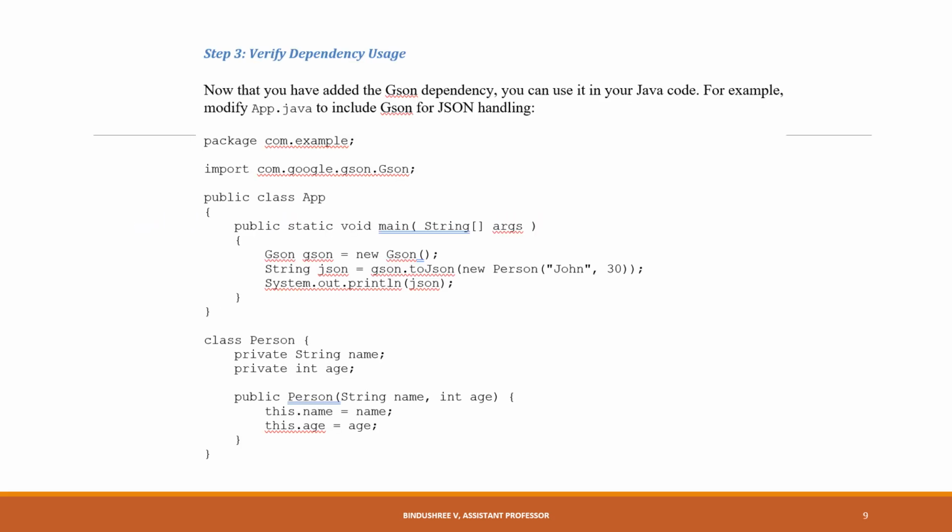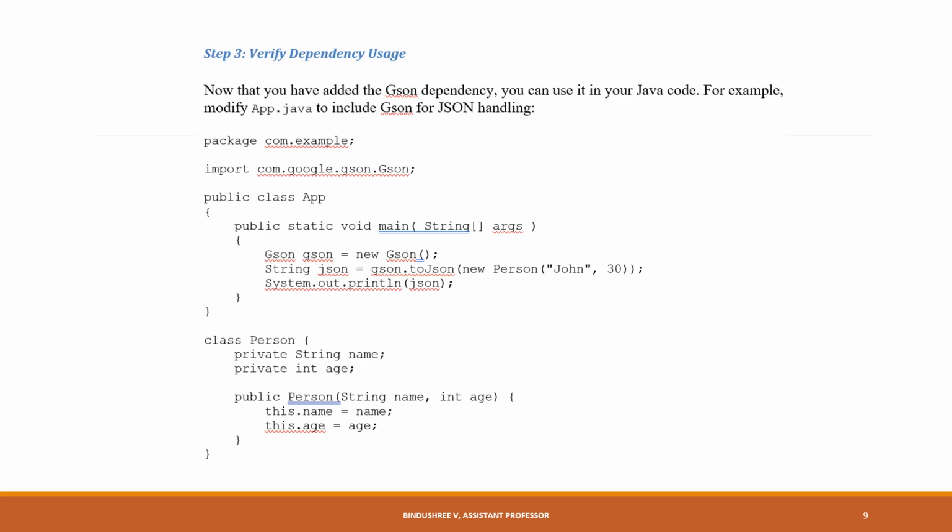And then yeah, so now we should verify that the JSON dependency we had added in the previous step, we can use it in Java now, because the dependency we have already downloaded. Now we can write a Java program wherein we can include JSON for JSON building.